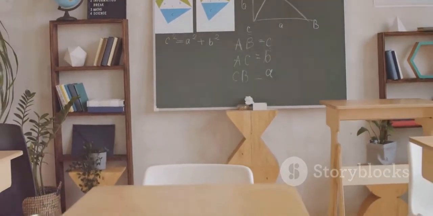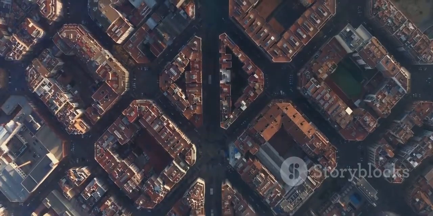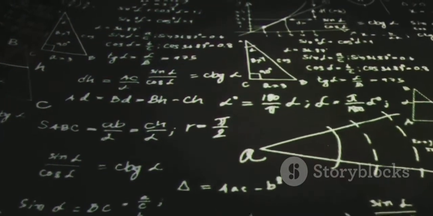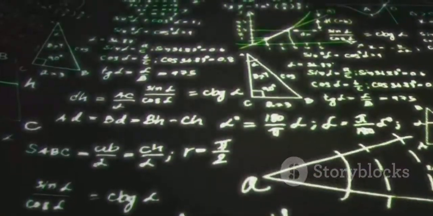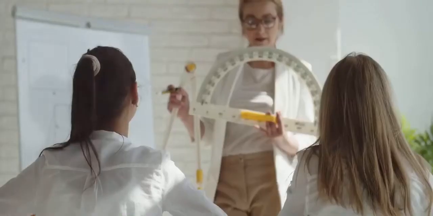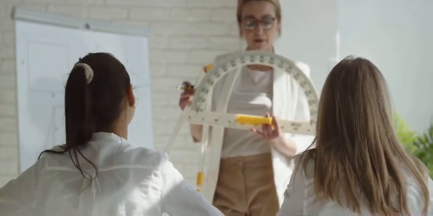Chapter 6. Introduction to Geometry. Geometry is the study of shapes, sizes, and the properties of space. It provides a framework for understanding the world around us. At its core, geometry deals with points, lines, angles, and planes. A point represents a specific location in space, while a line extends infinitely in both directions. An angle is formed by 2 rays that share a common endpoint, called the vertex.